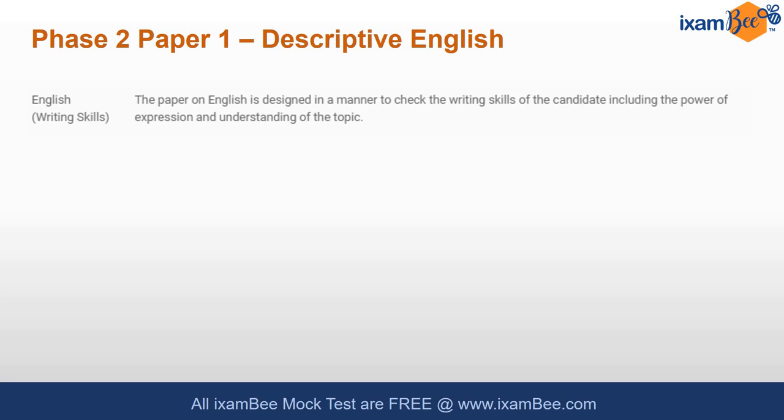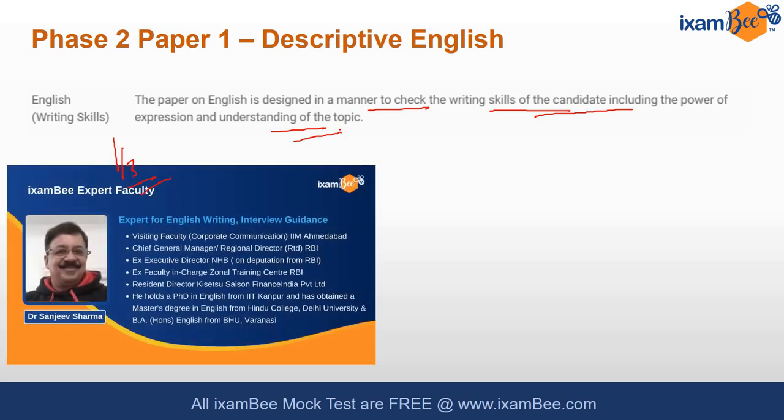Most of the questions are simple, low-hanging fruit. Descriptive English, which is 1/3 of the exam, here you have to write, you have to type, with the help of the computer keyboard. Your writing skills are checked, including the power of expression, how well you can express yourself by writing, because once you become an officer, you will have to write in office. You have to write simple, but you have to write impressive.